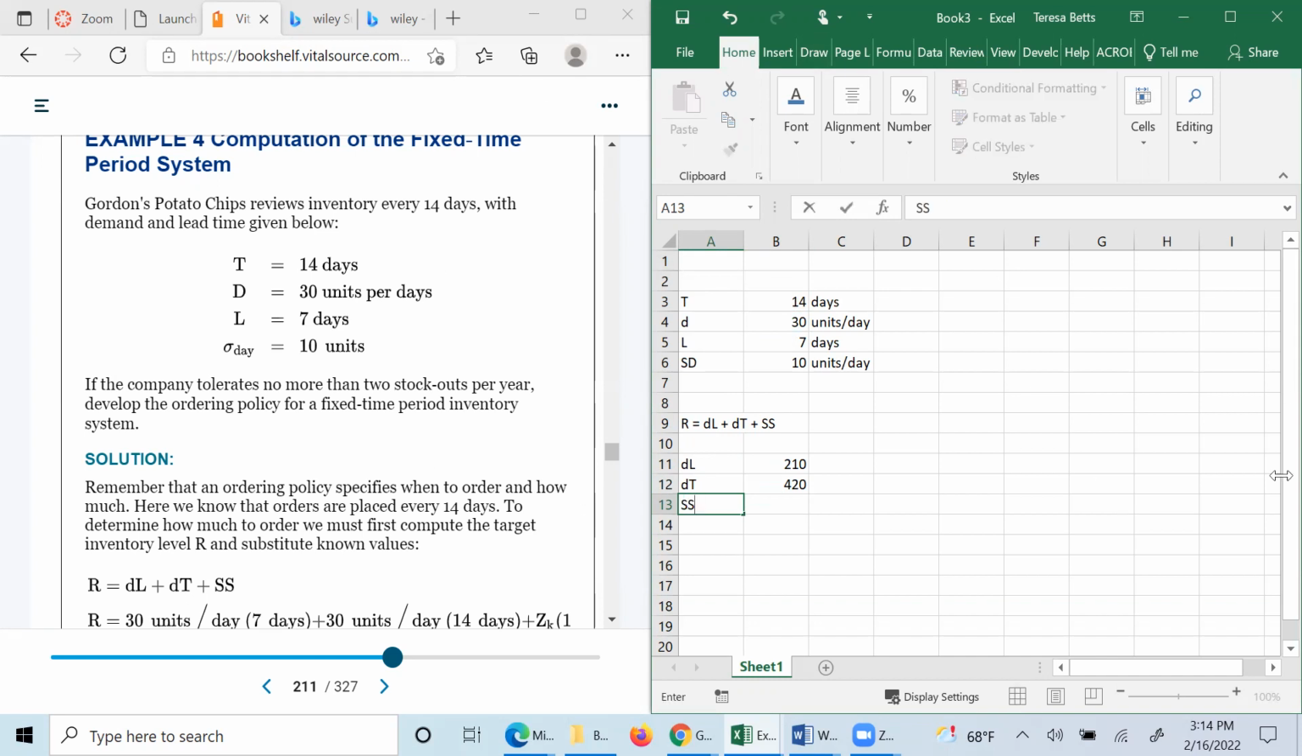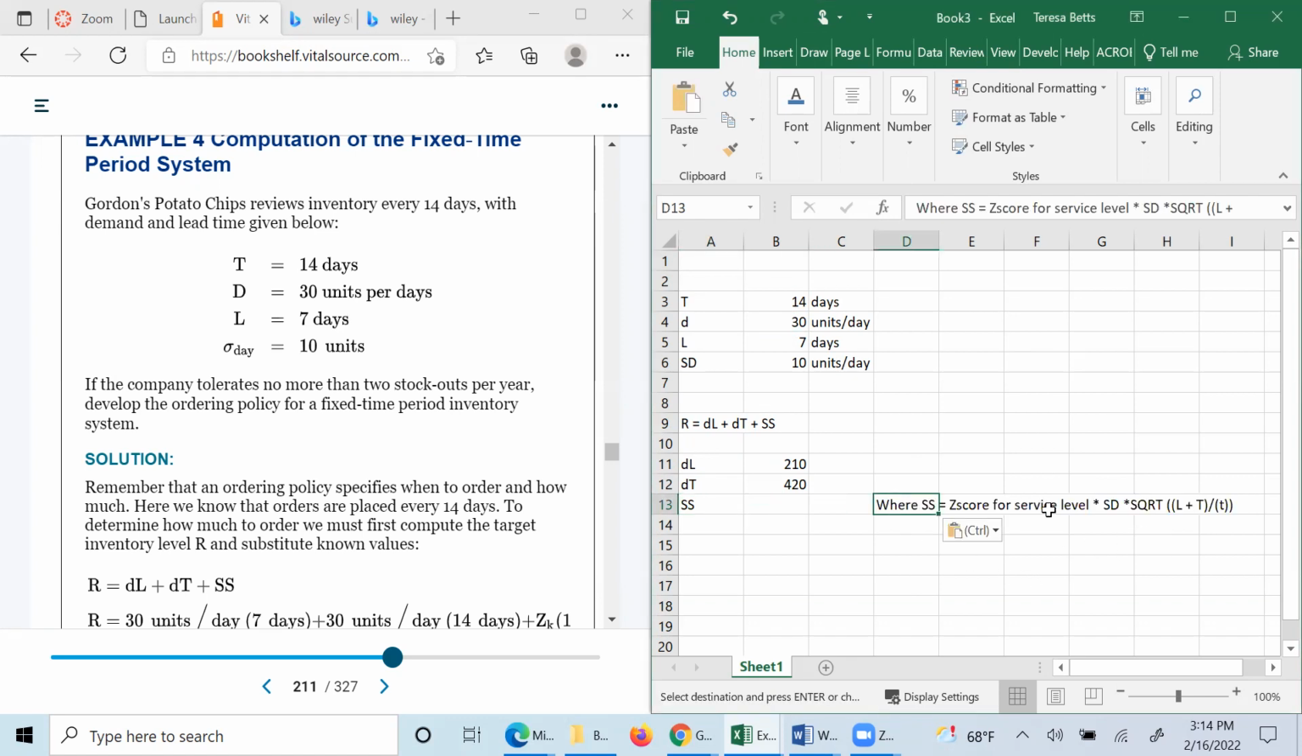And our safety stock, I've worked this out on another where I can just copy and paste it over so you don't have to watch me type this out. But here's what our safety stock is equal to. It's equal to the Z-score for our service level. So what is it that we're trying to achieve? What's the on-time delivery service we want to achieve?